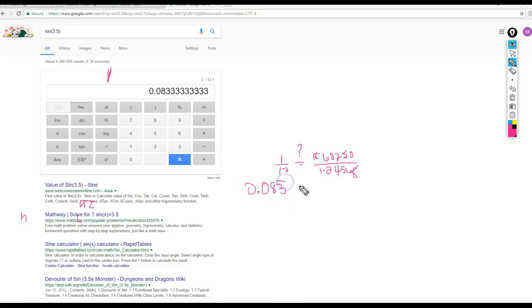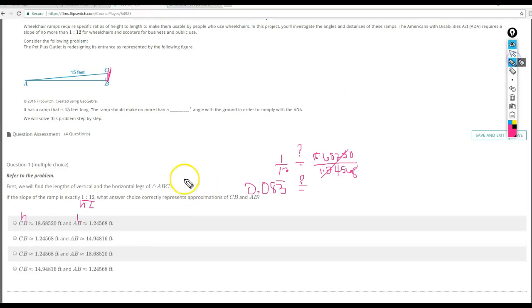0.0833 repeating. Does that equal 18.6850 divided by 1.24568? That's going to give me 14.997, which is not 0.83. So this first one is not equal to it, so that option is off the case.